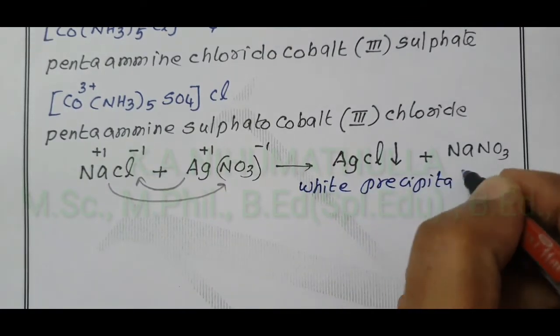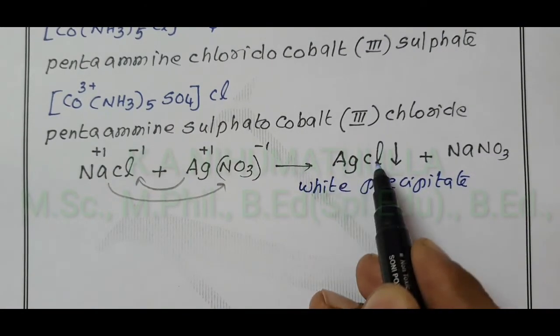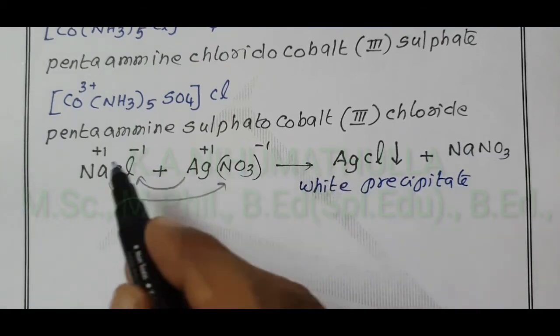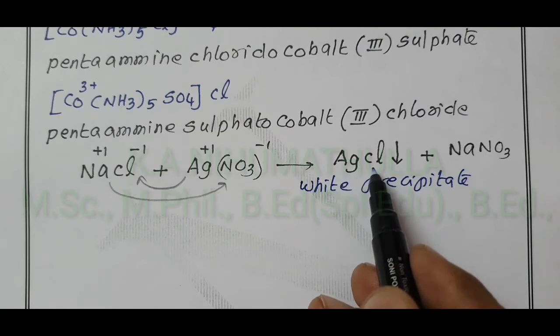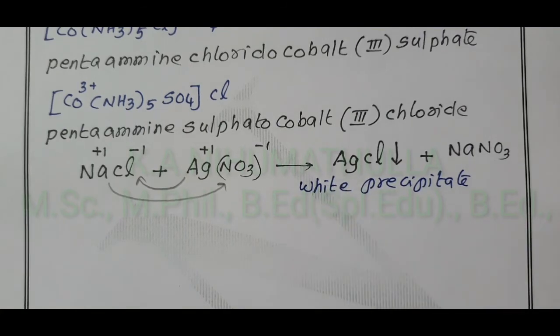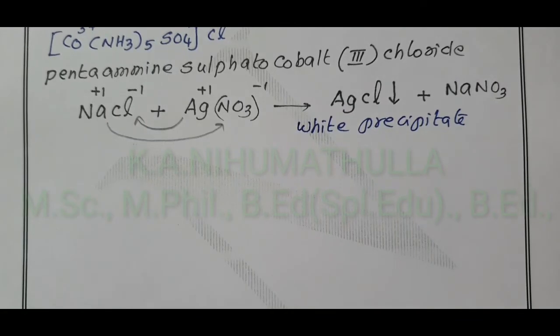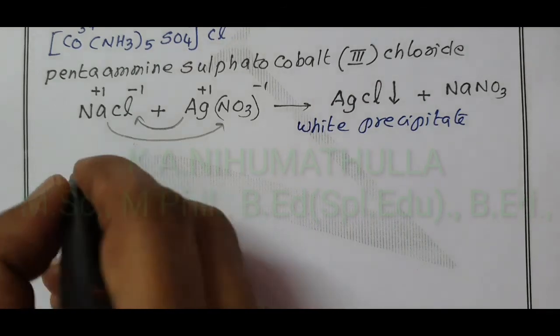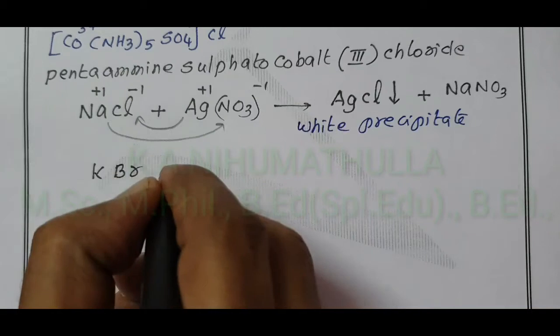And one more thing you have to remember: if 1 mole of AgCl is formed, only one Cl minus ion is present in the given complex. If 2 moles of AgCl are formed, 2 Cl minus ions are present in the given complex. So 3 moles of AgCl are formed when 3 Cl minus ions are present, as in NaCl. Correct, students?